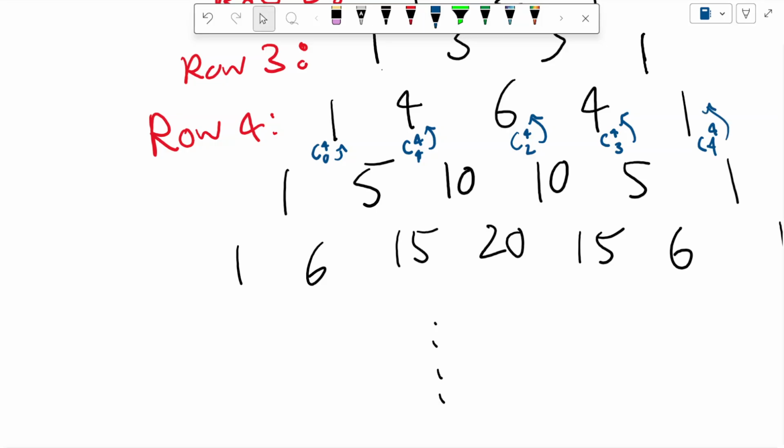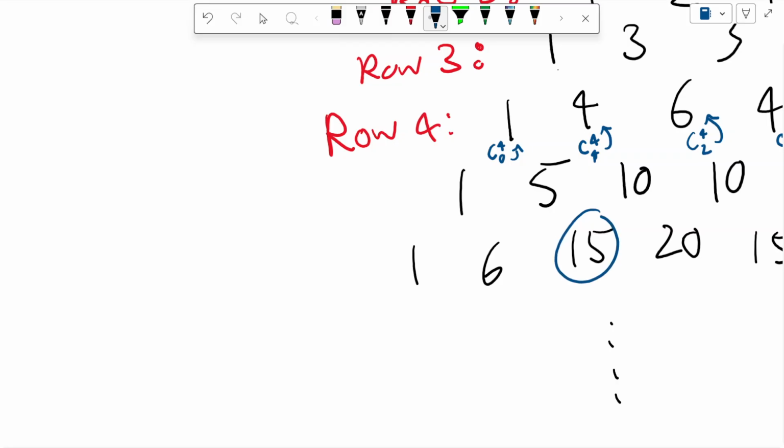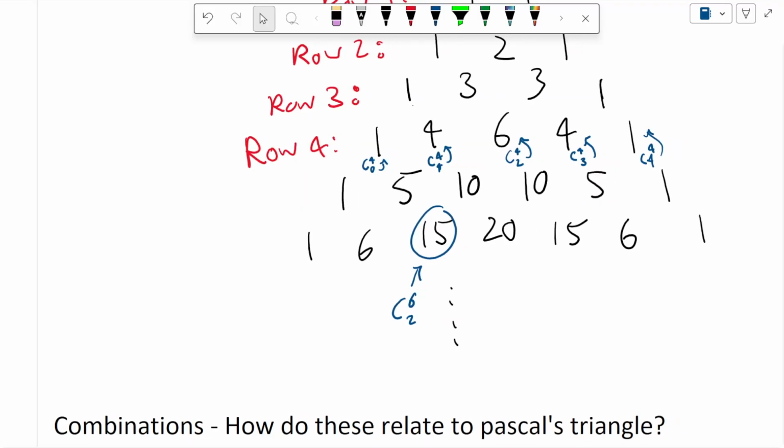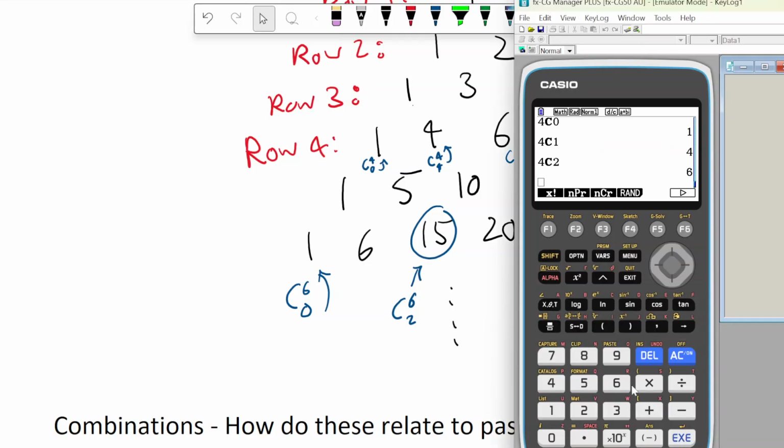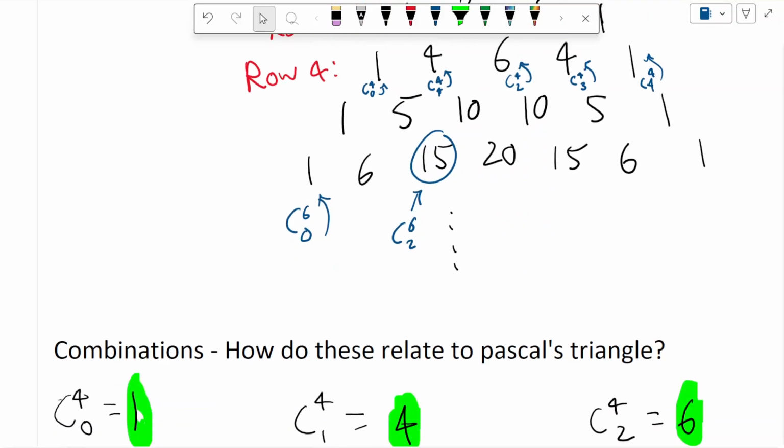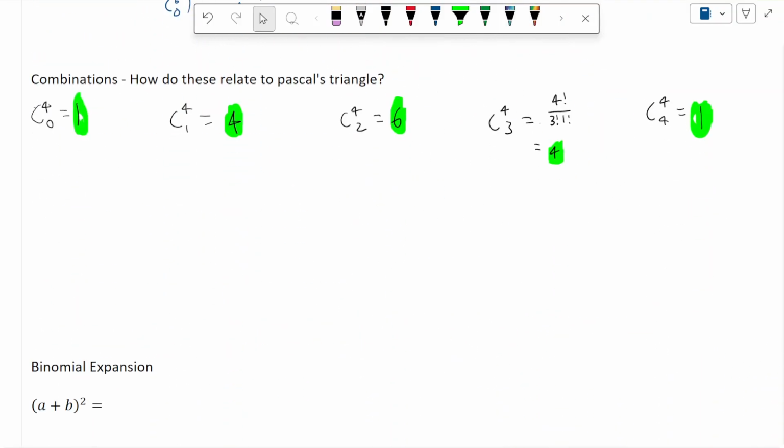If I wanted that number here, for example, this would be C62 should give me 15 because it's the second number, if this one counts as number 0 in row 6. And we can check. So if I go 6C2, oh my goodness, it's 15. Wow. Pascal is definitely onto something.